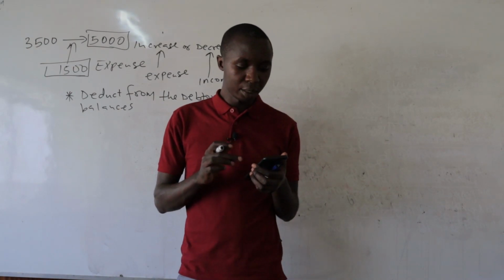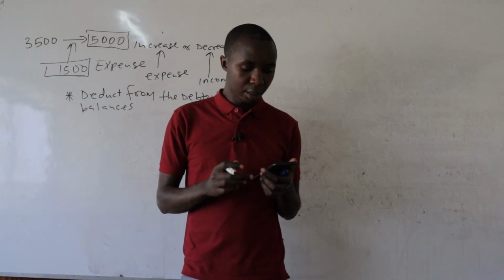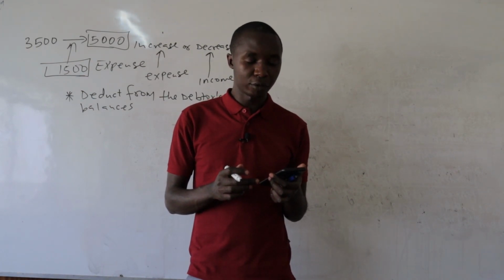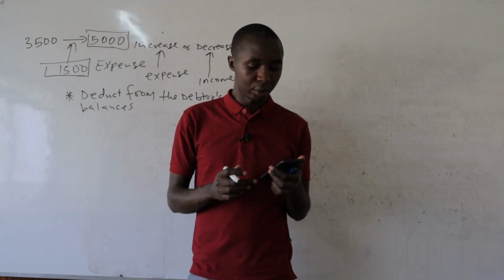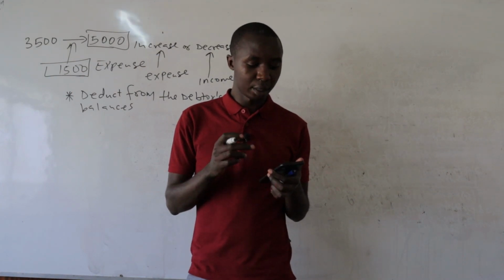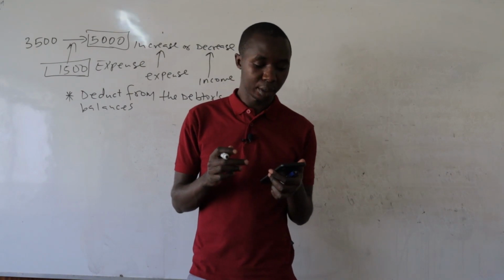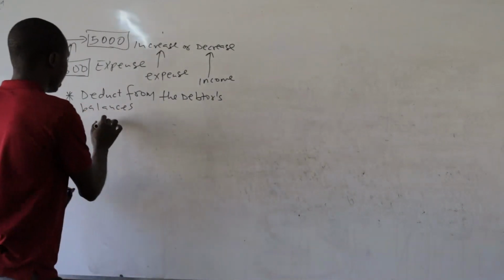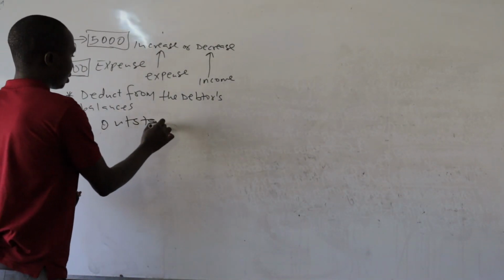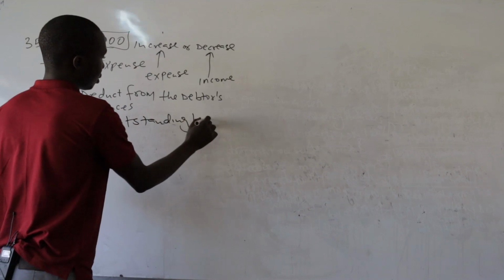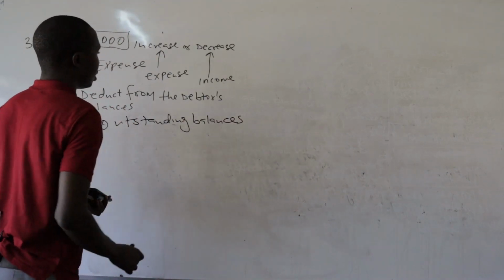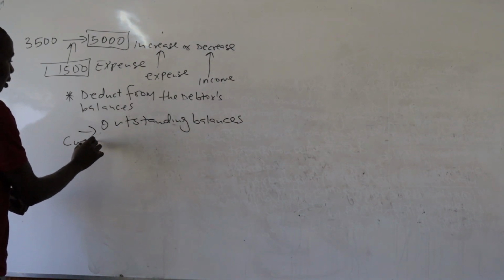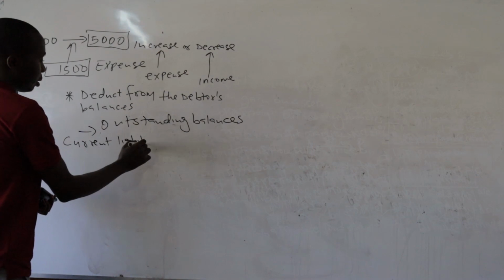So number two, they say rates due as at 30th April 2017 amounted to 500,000. Remember that our financial year was ending 30th April 2017. So there were some rates which were due by that time. Which means those are outstanding amounts, the outstanding balances. Remember these are all about current liabilities.